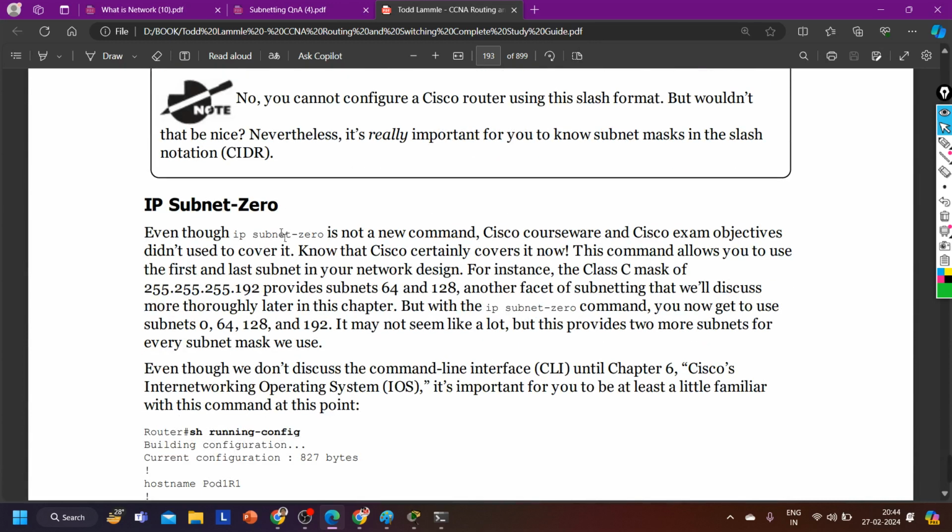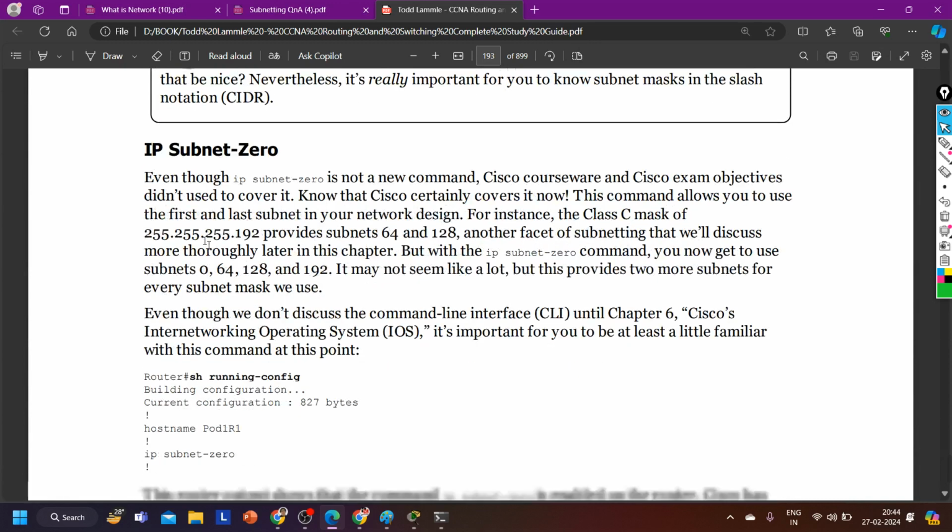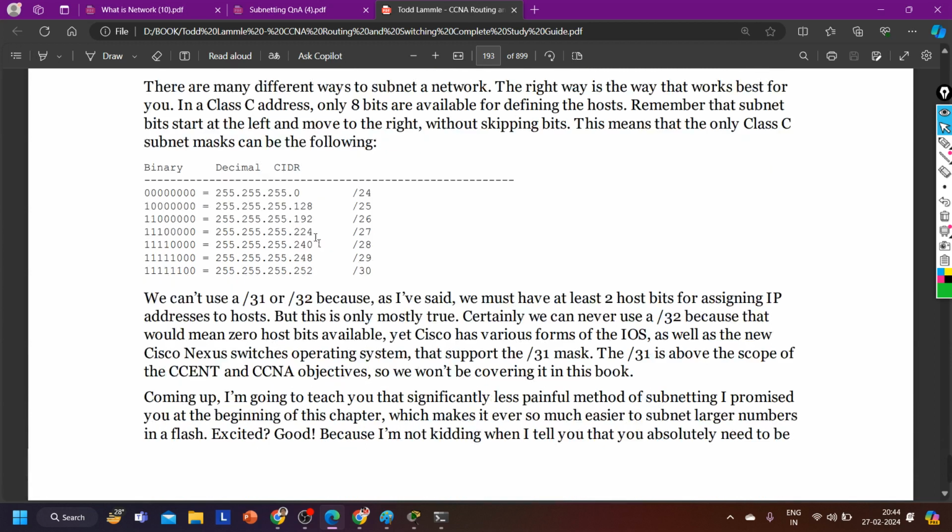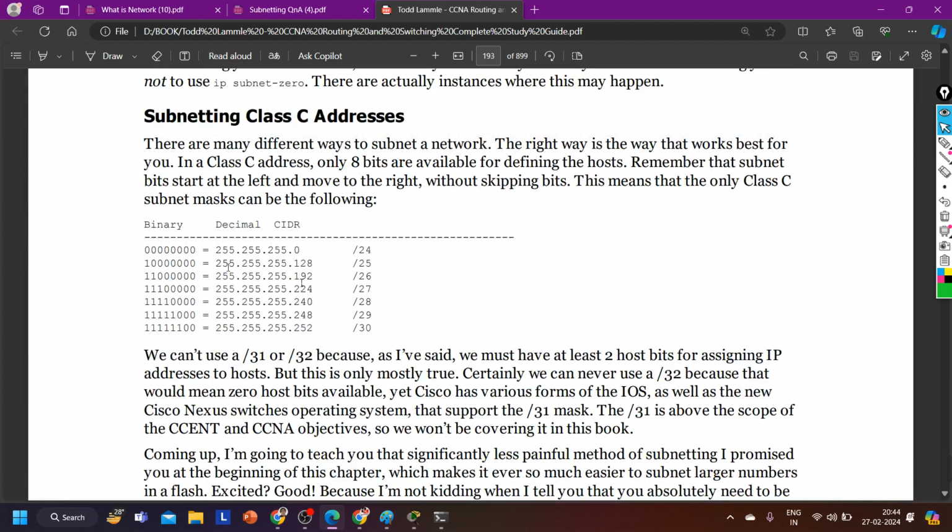Then you can read about how /8 is assigned to class A, /16 is assigned to class B, and /24 is assigned to class C. For class C, the CIDR value can be 24, 25, 26, 27, 28, 29, and 30. Guys, now let me ask some questions because these are important. If the slash value is 24, how many networks are there? How many subnetworks are there?